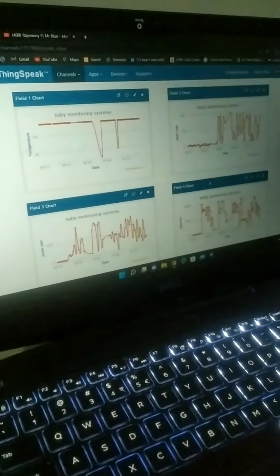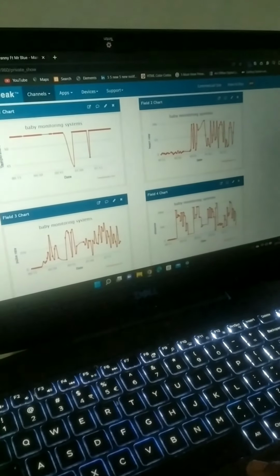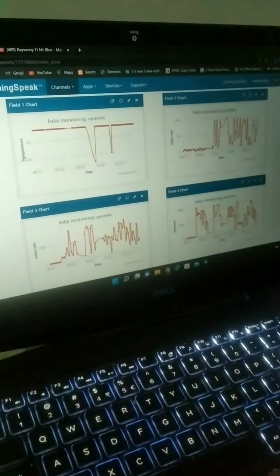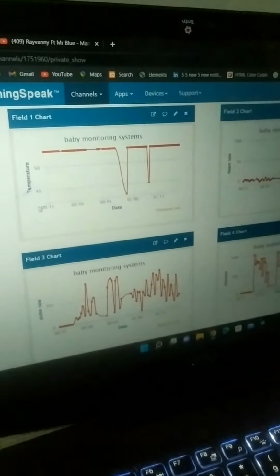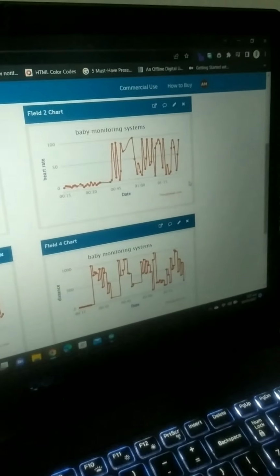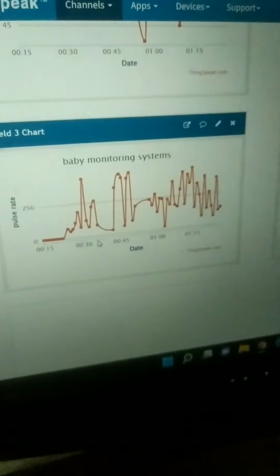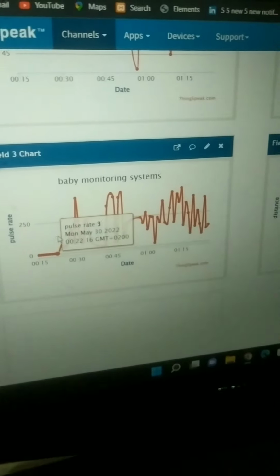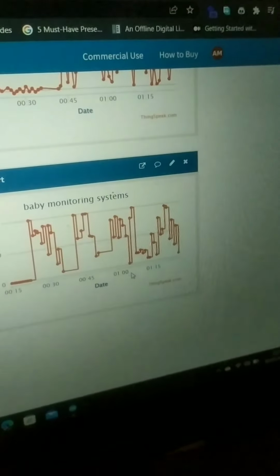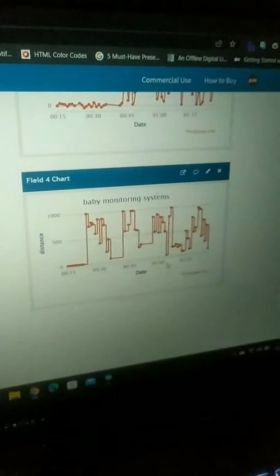So this one is the data which we are collecting from the sensors. This one is the temperature which we are collecting from the DHT11, and this one is the heart rate which we are collecting from the ear clip heart rate sensor, and this one is pace rate, which we are collecting from the pace sensor. And this one is the distance which we are collecting from the ultrasonic sensor. The ultrasonic sensor is measuring the distance, that's why it's overlapping here and there if someone just goes down.